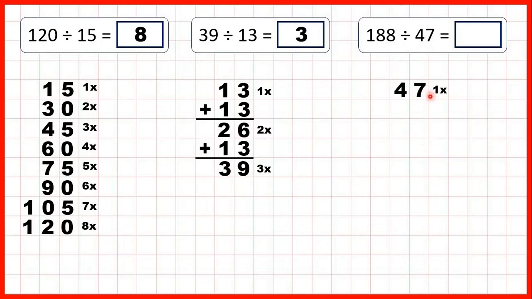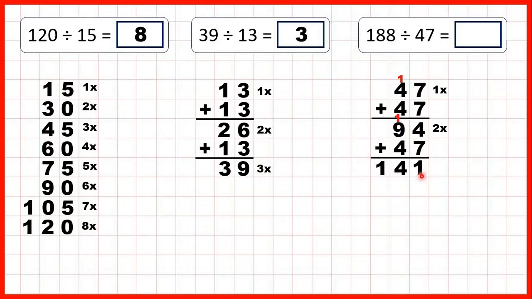Now, 188 divided by 47. 47 is 1 times. If we add another 47, we get 94 for 2 times. Adding another 47, 141 is 3 times, and if we add another 47, we get 188 for 4 times. So, because 188 is 4 times 47, we know that 188 divided by 47 must be 4.